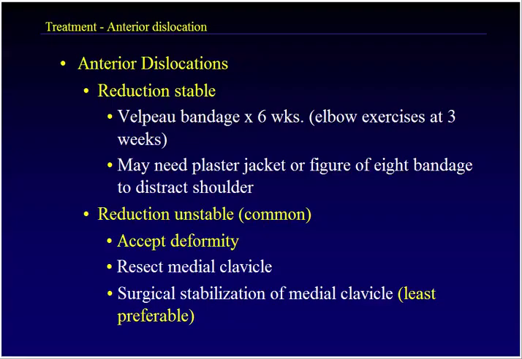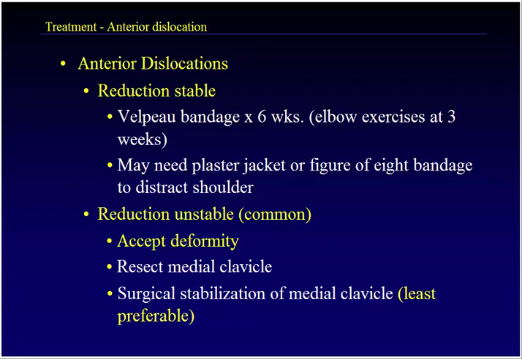Anterior dislocations, if the reduction is stable, you can treat them in a Velpeau bandage for 6 weeks. Begin elbow exercises early. Sometimes it's necessary to use a figure-of-8 bandage to hold the shoulder in abduction and distraction to maintain the reduction. If the reduction is unstable, which is actually the most common presentation of these, then you have several choices. One is to accept the deformity.